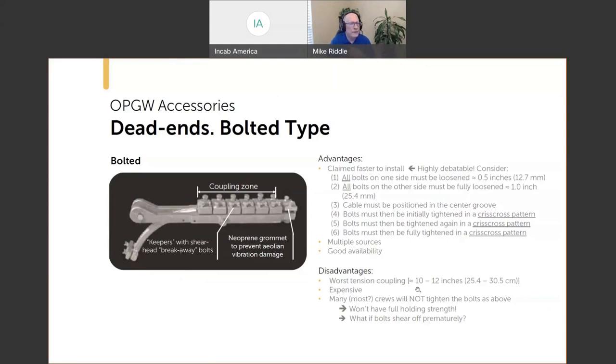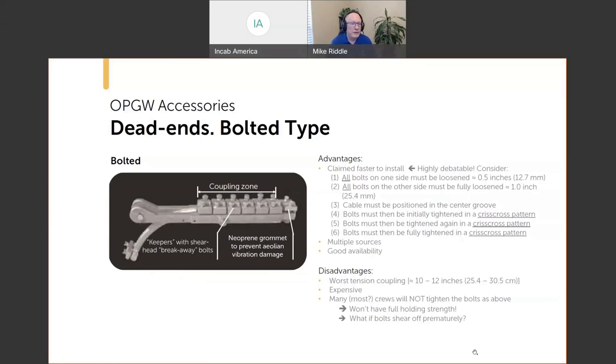So 1, 2, 3, 4, 5, 6, and again 1, 2, 3, 4, 5, 6. You've got to do that. That's the way you're supposed to do it in order for the dead end to develop full holding strength. So is it really faster? I don't know. You do have multiple sources for these, and so there is good availability. So there are advantages to it.